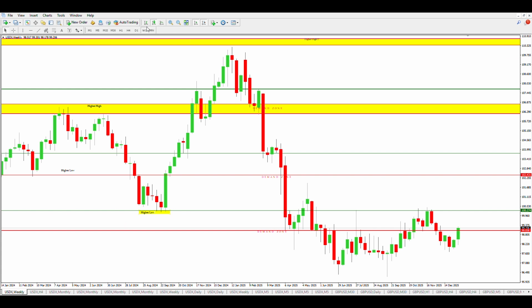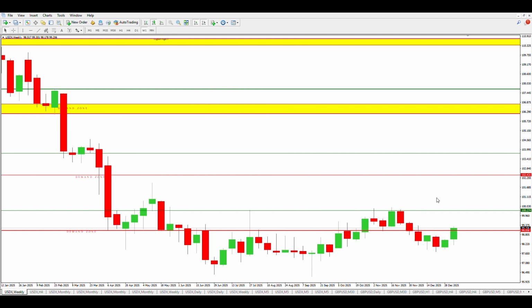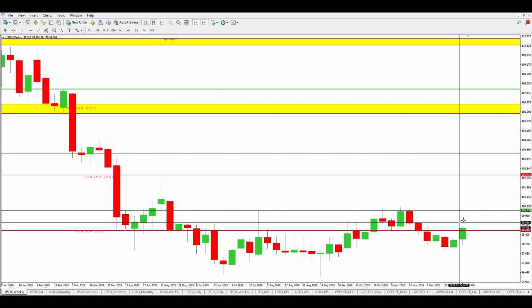Checking on the weekly time frame, we're able to see that the buyers had a good run up, and we are waiting to observe more bullish momentum in the coming week, up to the next demand level, which is 100.274.